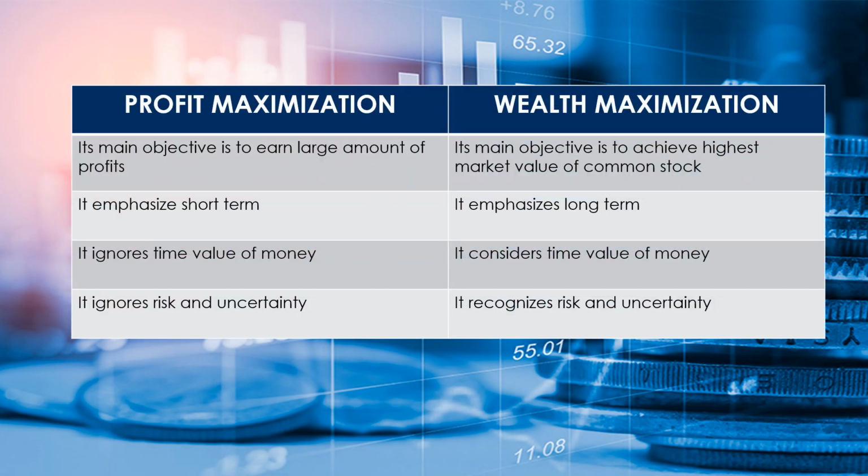Now let's differentiate the two goals. Is it profit maximization or wealth maximization? For profit maximization, its main objective is to earn a large amount of profit alone. While for wealth maximization, its main objective is to achieve the highest market value of the common stock. Profit maximization emphasizes only short-term investments, while wealth maximization emphasizes long-term investments. Profit maximization ignores the time value of money, while wealth maximization considers the time value of money. Profit maximization ignores the risks and uncertainties, while wealth maximization recognizes risk and uncertainties.